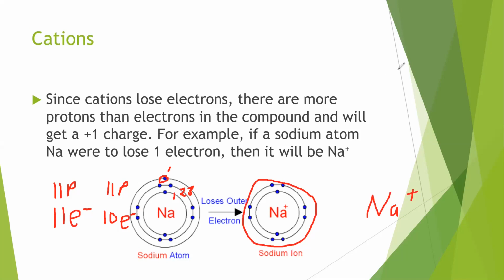If we have another element like magnesium and it loses 2 electrons, then we're going to have a 2+. And aluminum loses 3 electrons, so it's going to be a 3+. So we just do the pluses by how many electrons they lose. But sodium only loses 1 because there's only 1 electron in the outermost shell, and it wants to be stable and have a full shell.